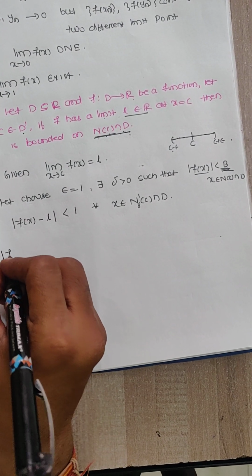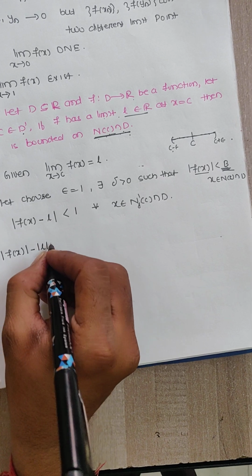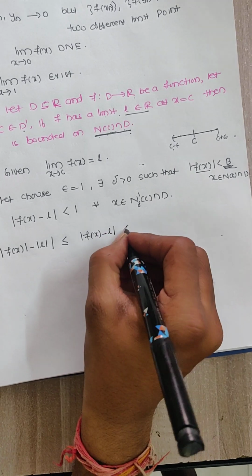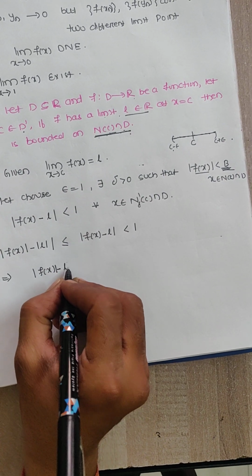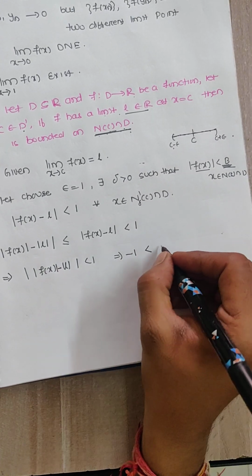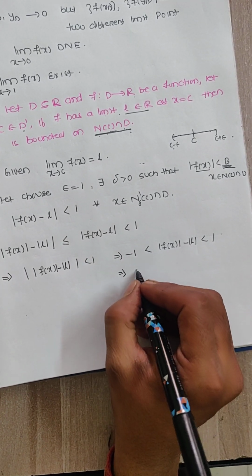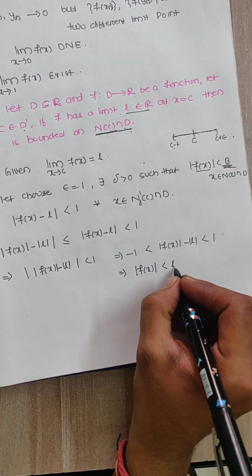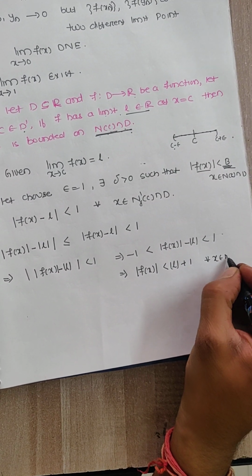Now we have one more thing, that inequality: mod of f(x) minus mod of L, all in mod, is less than or equal to mod of f(x) minus L, and that is less than 1. That means minus 1 is less than mod of f(x) minus mod of L, which is less than 1. So mod f(x) is less than mod of L plus 1. That is true for all x belonging to the deleted neighborhood of C intersection with D.